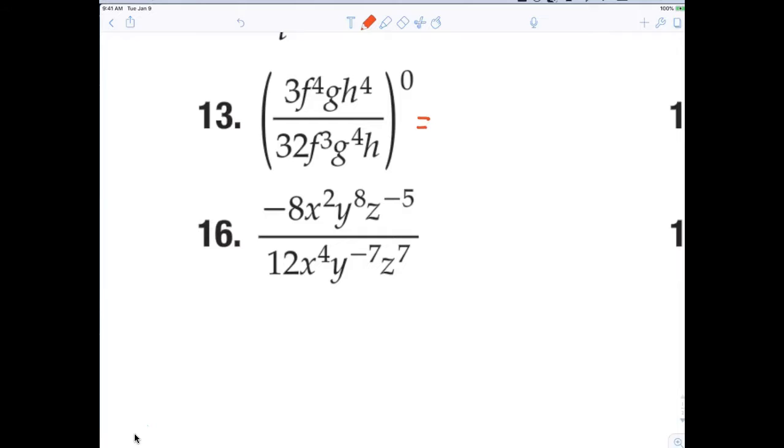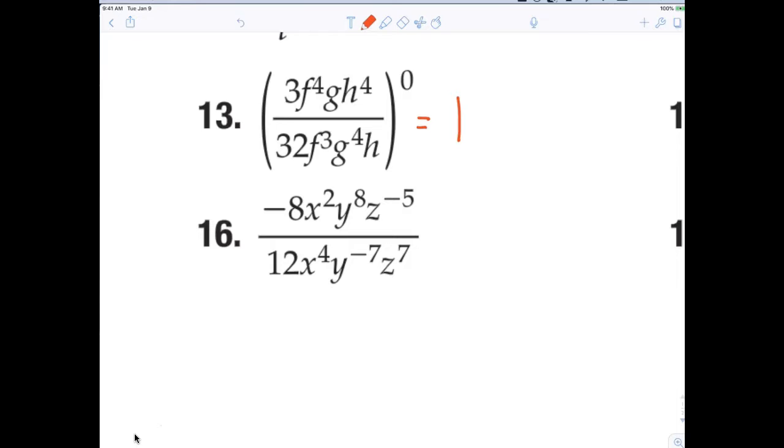Julian, you got the hard one. This is super, super hard. Anything to the 0 power today is 1. Wow, look how hard that problem was. Right? So again, the point they're making, everything in that parentheses is being raised to the 0 power. So anything to the 0 power is always 1. So 13 is 1.